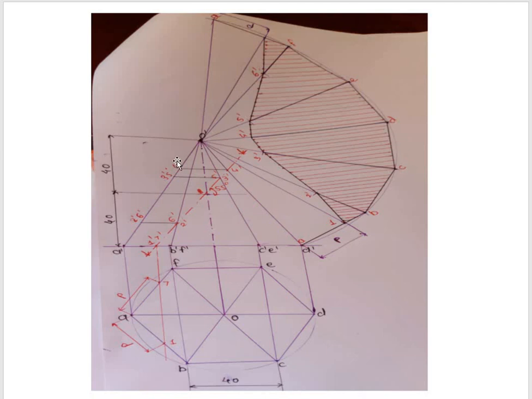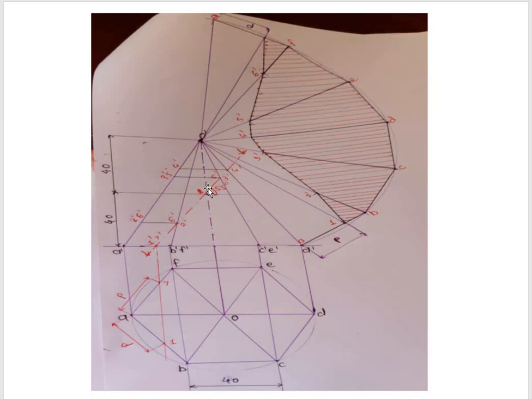Again complete the front view in this fashion, O dash A dash. All the generators you have to complete. Here see friends, here is the OD and the OA. These two generators are parallel to XY, so these are the true length for the hexagon. So it is not necessary to complete the procedure for the true length. We are getting simply O dash A dash and O dash D dash as the true length.